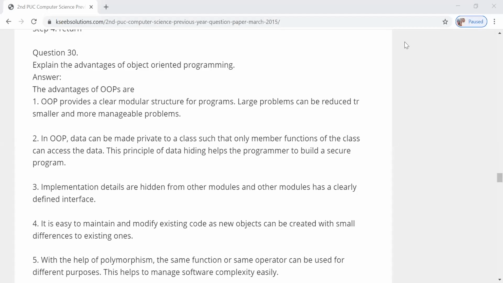So here in our paper, we can see clearly what explains the advantages of object-oriented programming. Correct? What is it? Object-oriented programming.